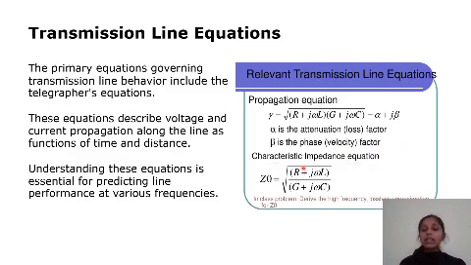The characteristic impedance equation is Z naught equal to square root of (R plus j omega L) by (G plus j omega C). L indicates the inductor and C indicates the capacitor, and these equations describe the voltage and current propagation along the line as functions of time and distance. Understanding these equations is essential for predicting line performance at various frequencies.